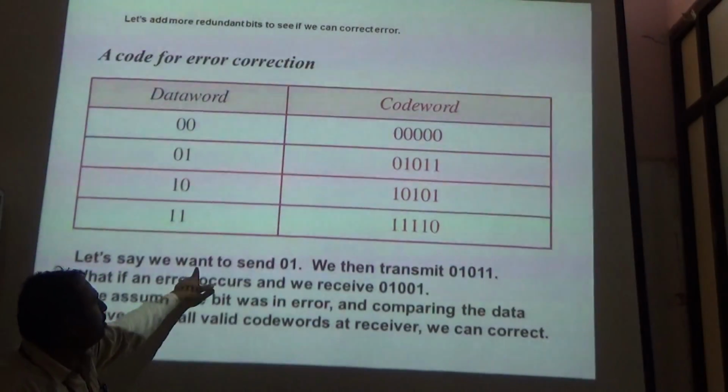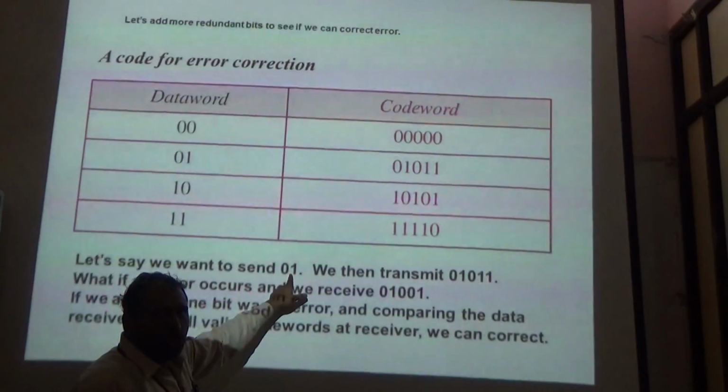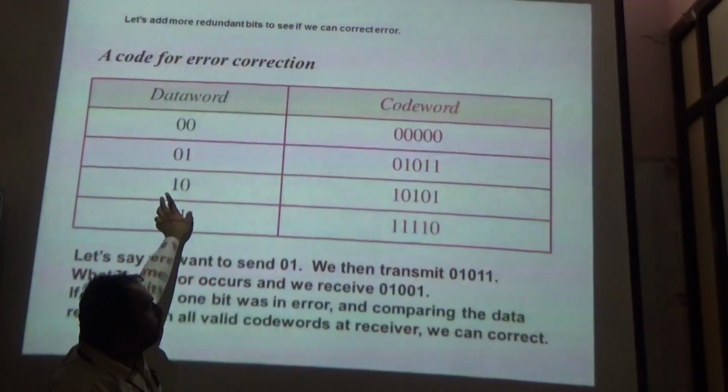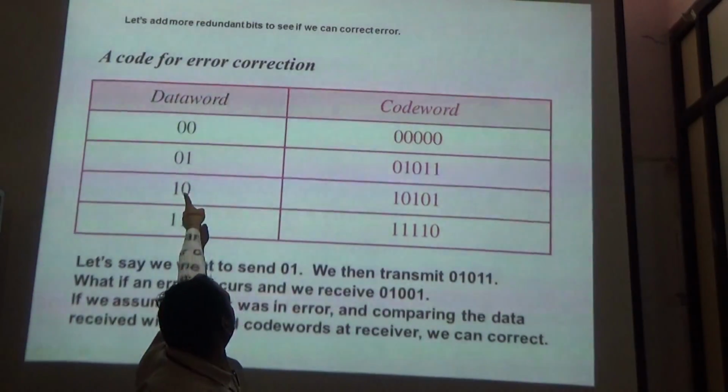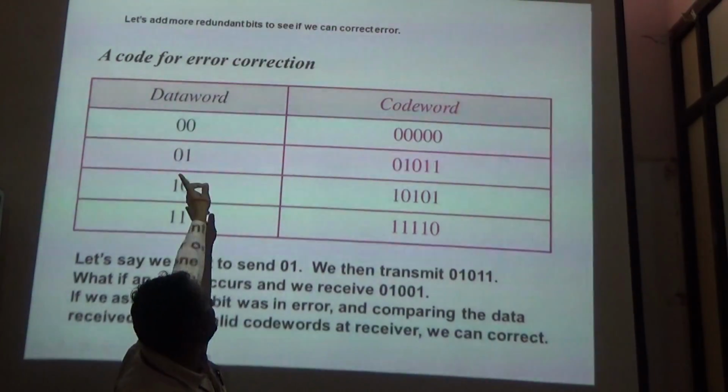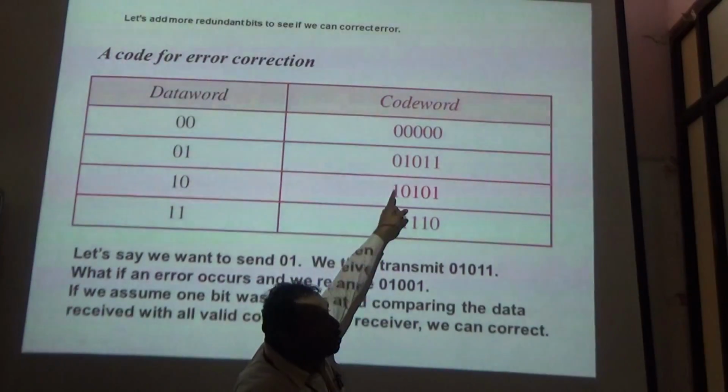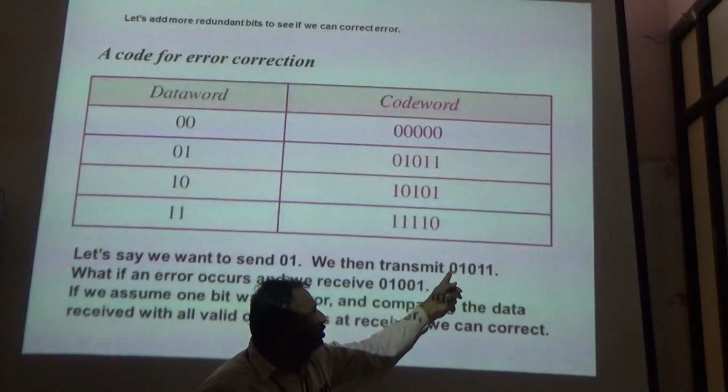Let us say that we want to transmit the 0-1 data, that is again data number 2. In order to transmit 0-1, we will not send the data word, we will send the code word assigned to it, which is 0-1-0-1-1.